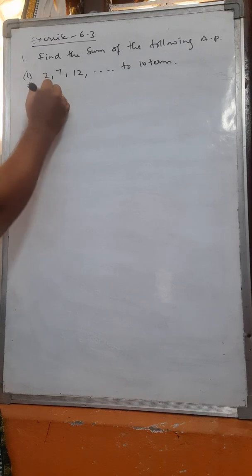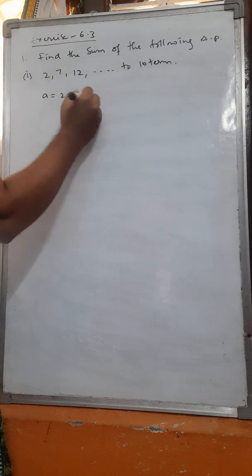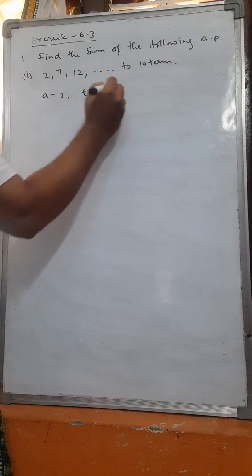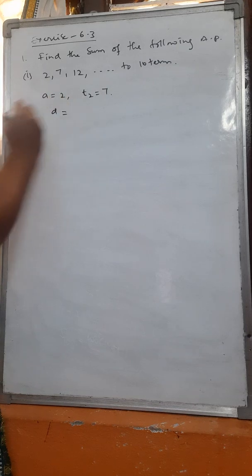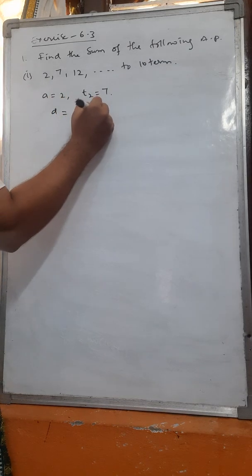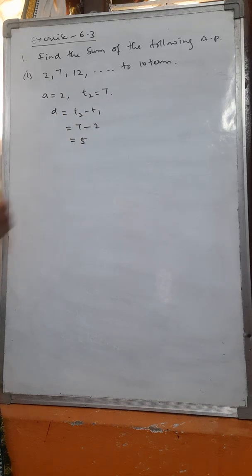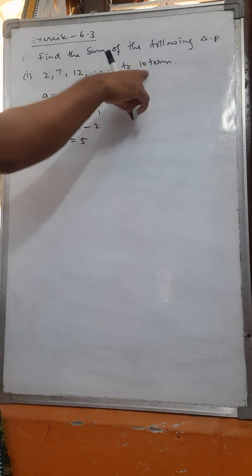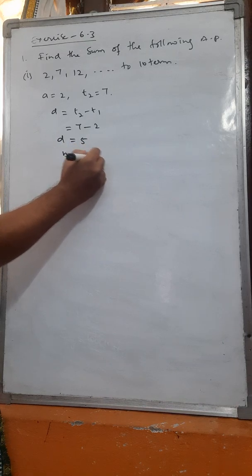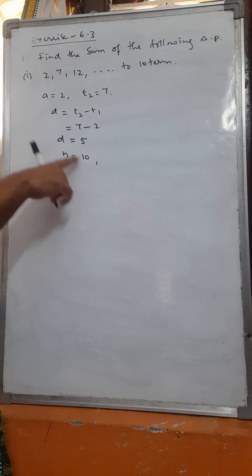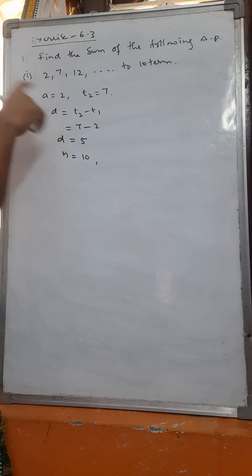Here the first term is 2. T2 is equal to 7. So the common difference D is equal to T2 minus T1, that is 7 minus 2, that is 5. And also 10 terms, so N is equal to 10. So here N is equal to 10, D is equal to 5, A is equal to 2.